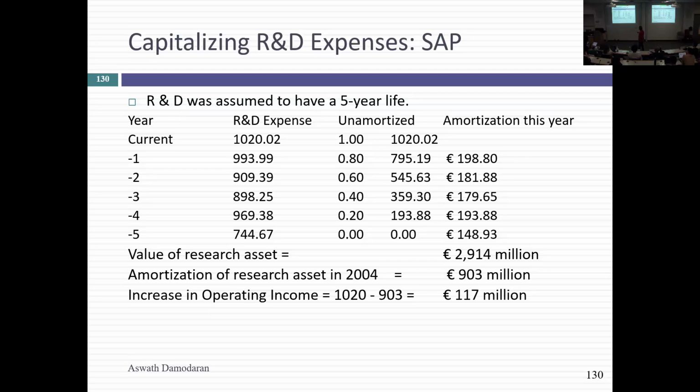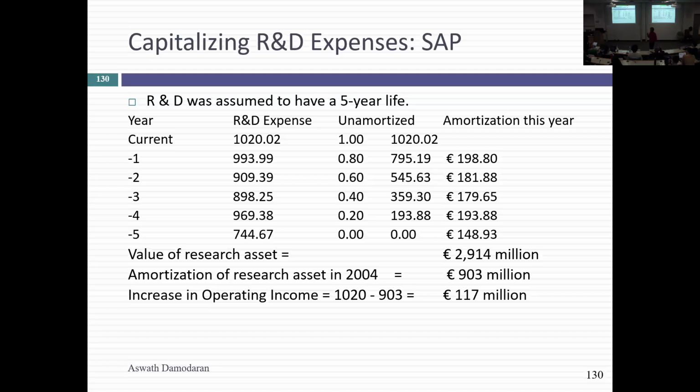R&D from 4 years ago, I'm writing off 1/5 this year, there's 1/5 left over. R&D from 3 years ago, I'm writing off 1/5, there's 2/5 left over. So I'm always writing off 1/5 this year, but I'm also keeping track of what's left. And the more recent R&D, there's more and more left that's not been written off yet. If you add up the last column, you come up with 903 million euros.